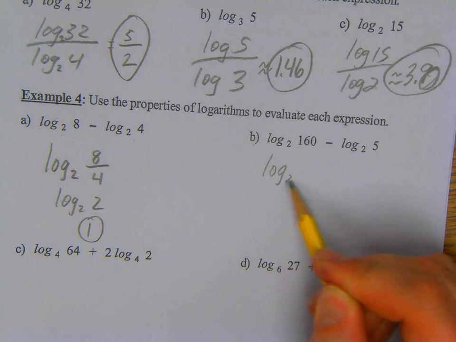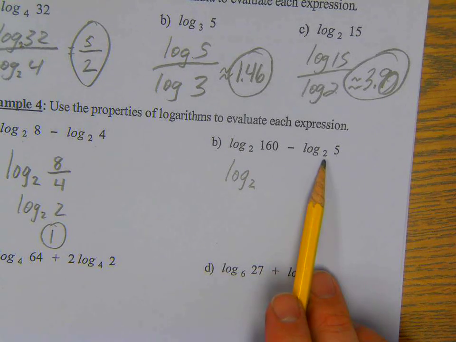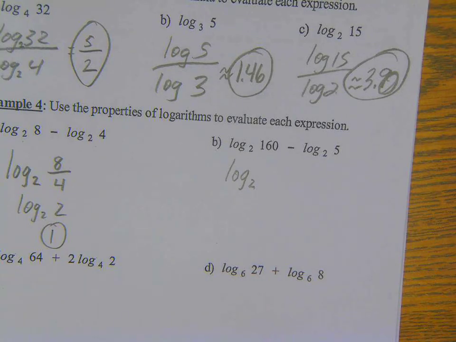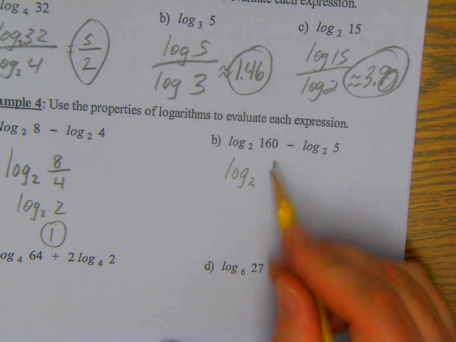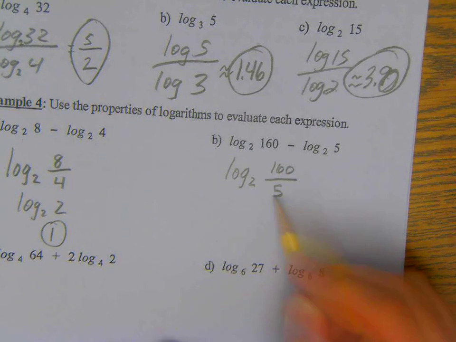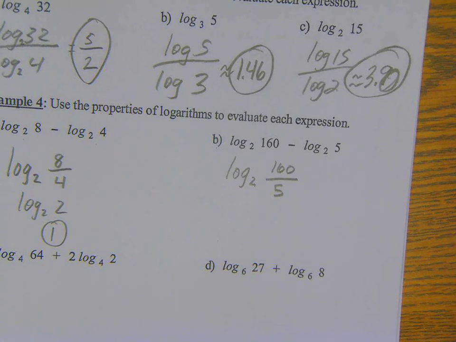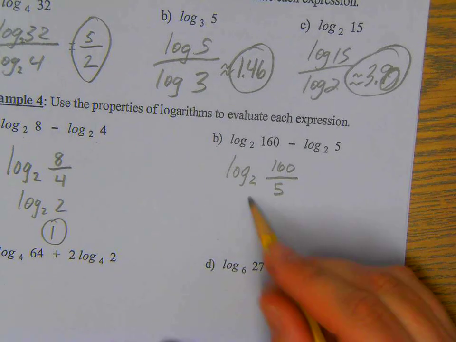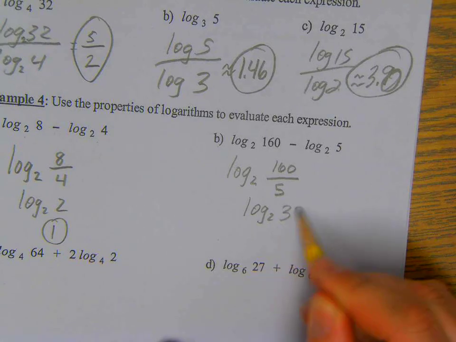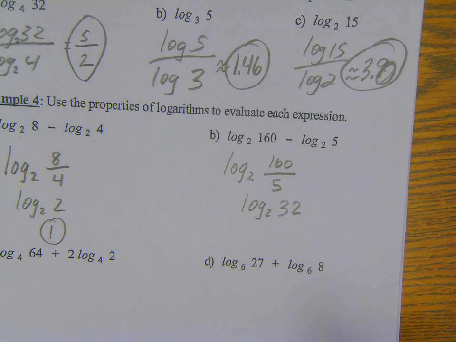Let's see, I don't know log base 2 of 160. Maybe I'll know it if I use the property. What's 160 divided by 5? So now I have log base 2 of 32, which is 5.